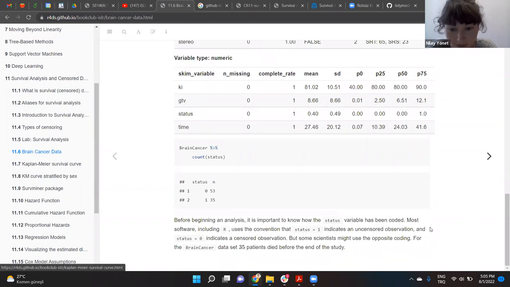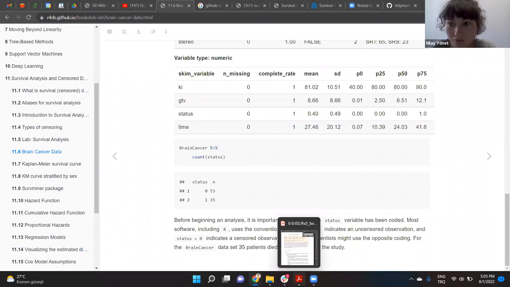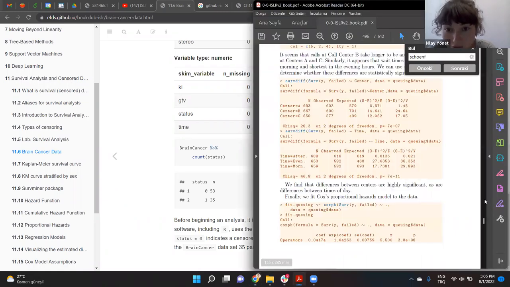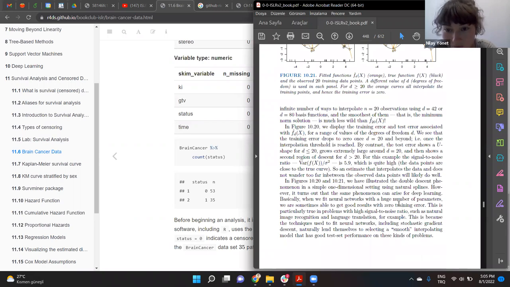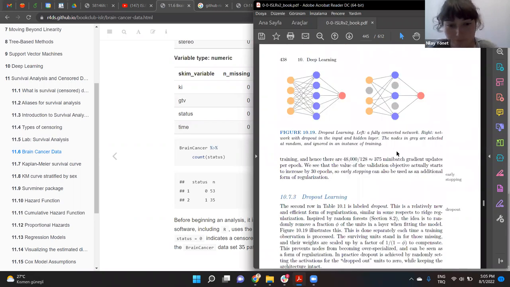So status one indicates an uncensored observation, and status zero indicates a censored observation. It's also the same thing, I suppose, in the book, in the formulation, I suppose. I'm lost. I'll be back.